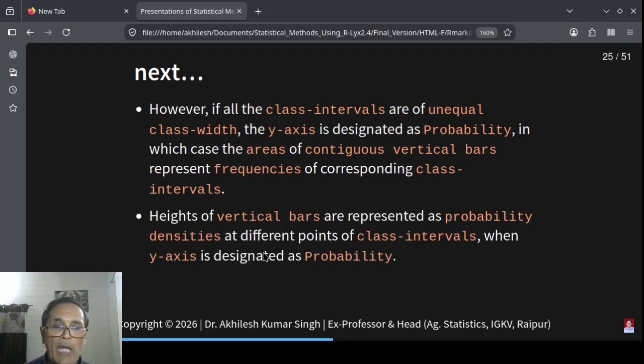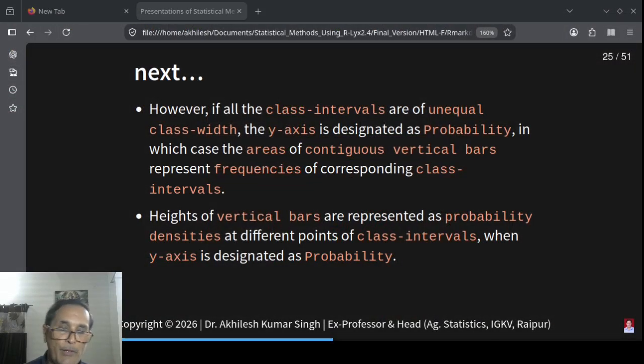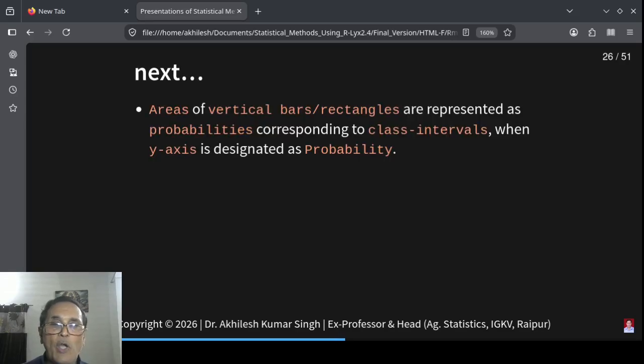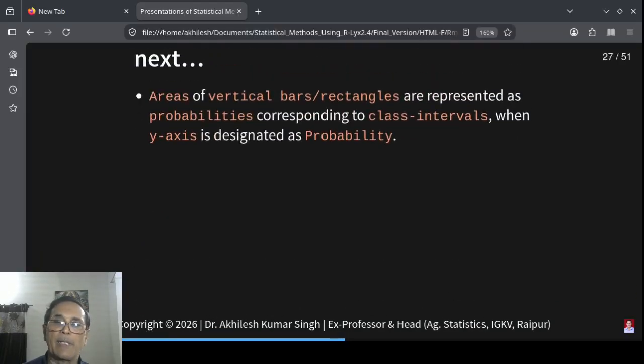So heights of vertical bars are represented as probability densities. What did I mean? Here in the yellow graph, you see this height is probability density, whereas here the height is frequency. Here the height is probability density, and when we integrate over these densities, we get the area. This is what I meant there. Areas of vertical bars, rectangles, are represented as probabilities corresponding to class intervals when the y-axis is designated as probability.